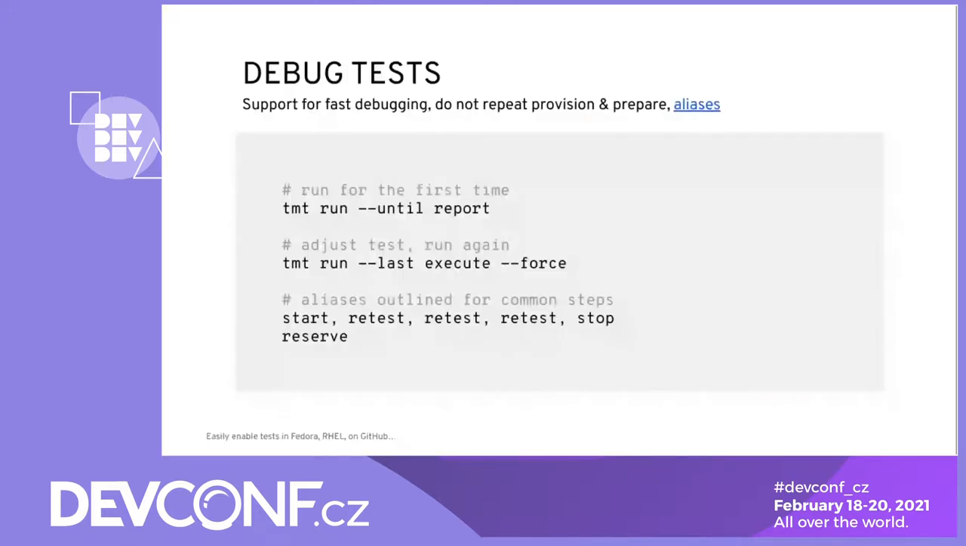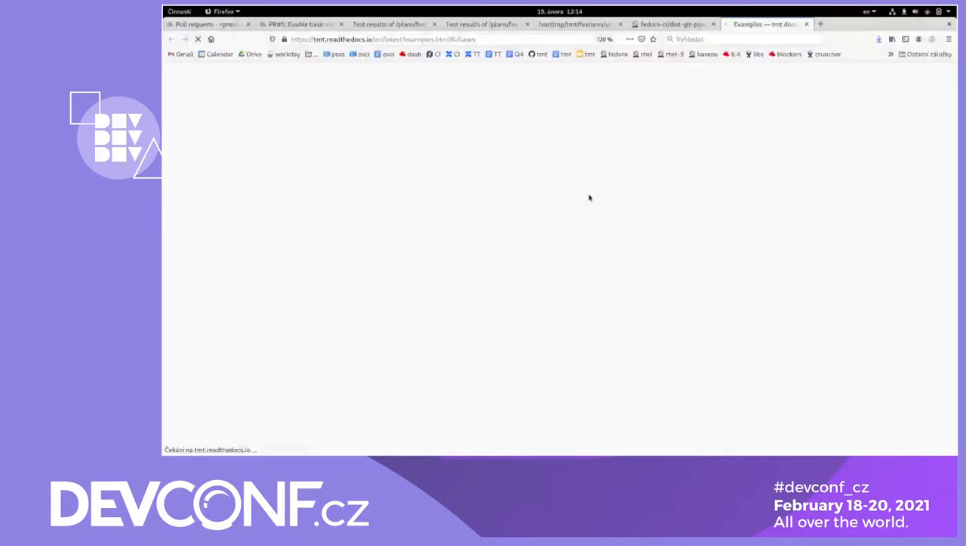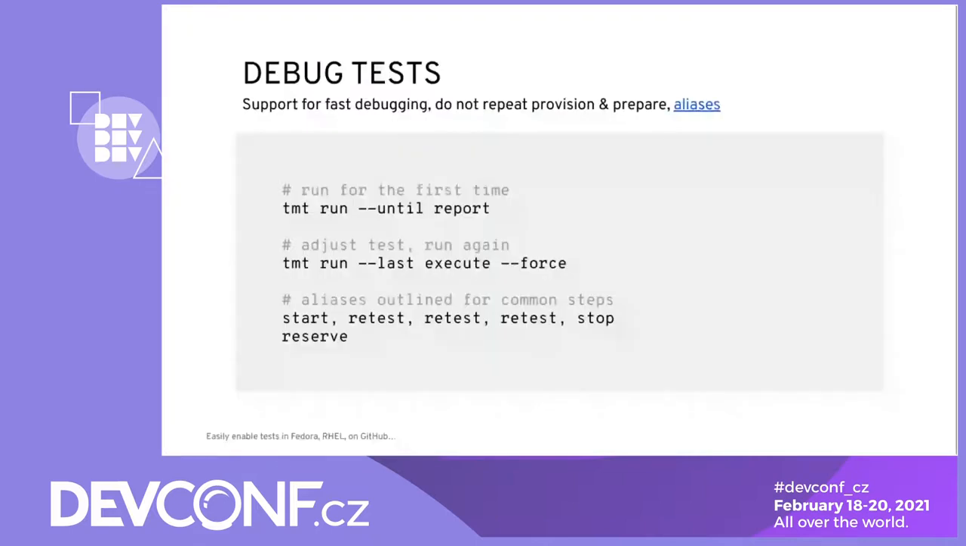Now for debugging tests. This is quite useful. If you debug a test, you don't want to, for example, do the complex preparation many times. So instead of repeating the provisioning and prepare part, you run tmt run until report, and then you see the result of the test, and then you just re-execute the test again. So this is how you can quite fast debug the test. We started to work on some aliases because these commands are just a little bit too long for now, and we want to integrate them. So here are some examples of some common aliases which you can use to make use of this functionality.